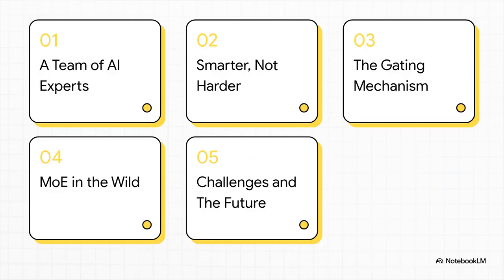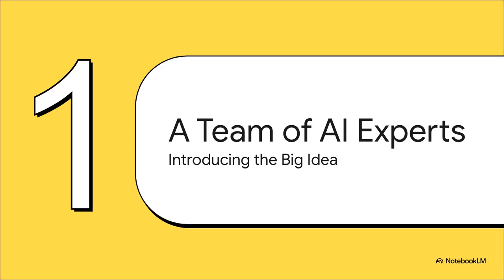So here's the plan. First, we're going to look at MoE like it's a team of specialists. Then we'll cover the big advantages and dig into how its gating mechanism actually works. After that, we'll meet some of the famous MoE models out there and wrap up by looking at the hurdles and the super exciting road ahead. All right, let's kick things off with the big core idea. Because really, MoE is all about a fundamental shift in how we build an AI's brain.